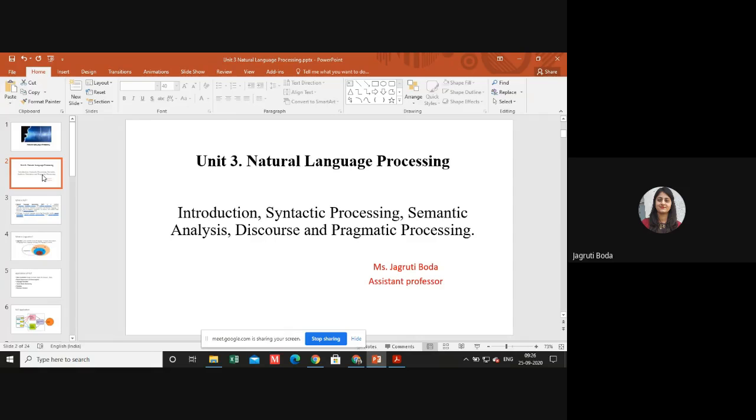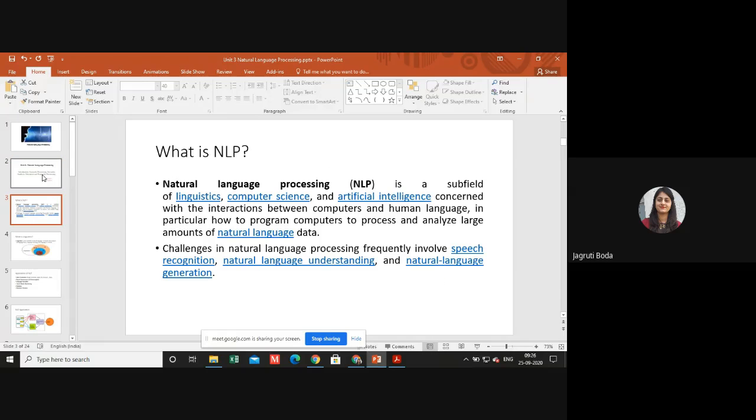What is NLP? NLP is a subfield of linguistics, computer science, and artificial intelligence concerned with the interaction between computers and human language, in particular, how to program computers to process and analyze large amounts of natural language data. The meaning is how we can interact with computers or devices using natural languages. This is the basic definition of natural language processing.